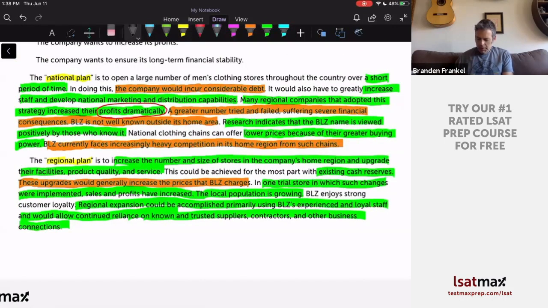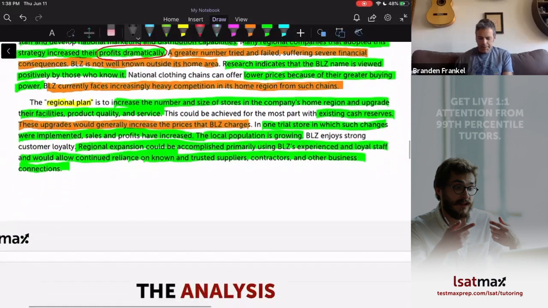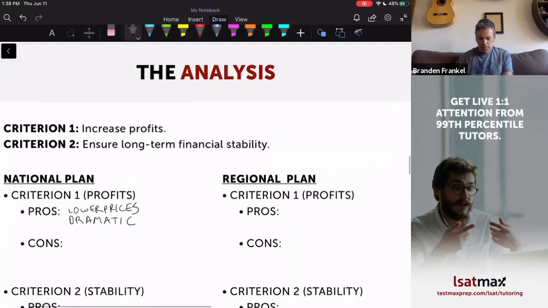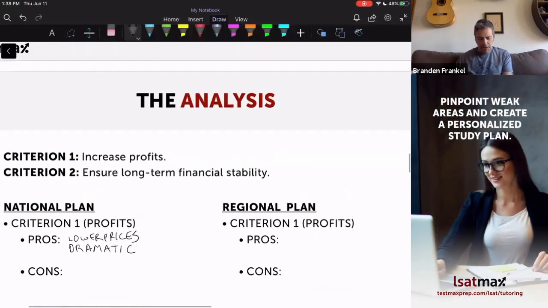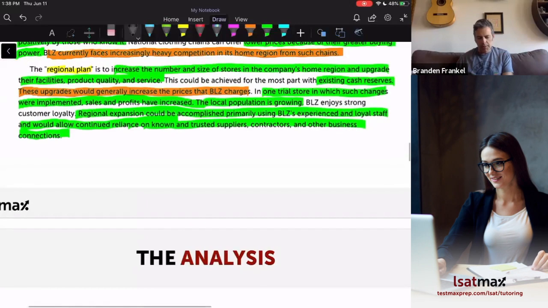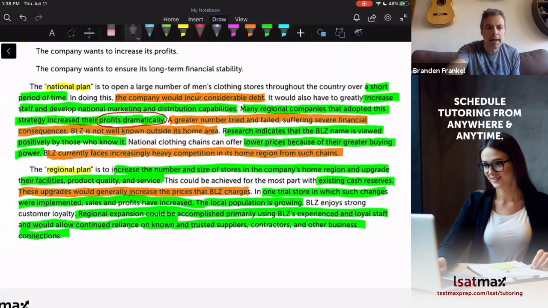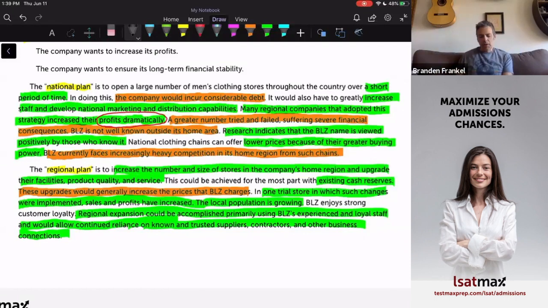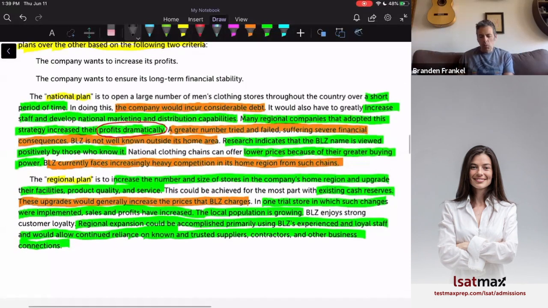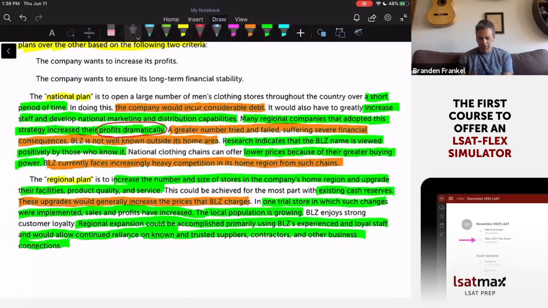So we talked about buying power. So I think we've got that. Now let's talk about the cons when it comes to the national plan, specifically when it comes to profits. So who wants to tell me why this plan would ruin our profits? What are the cons? And let's see here. I'm going to, how about Devin? I'm going to let you talk. Do you want to tell us what are the cons of the national plan? Why it won't help us increase our profits?